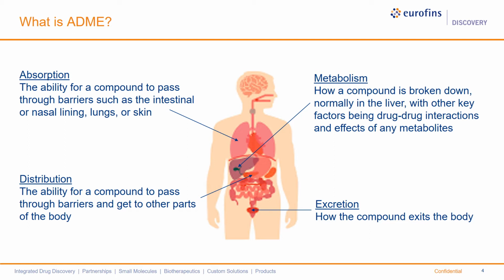For example, an inhaled drug has to be able to cross the barrier from the lungs and get into the body that way. A topical agent must be able to cross through the skin to get into the body to do its job.